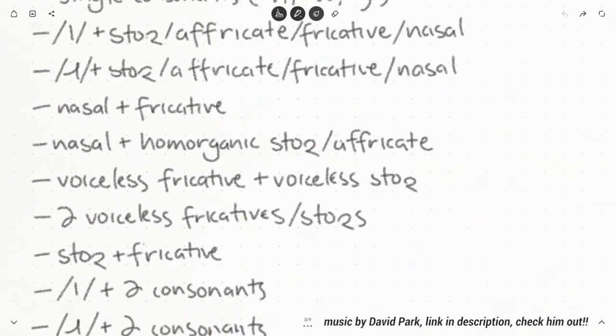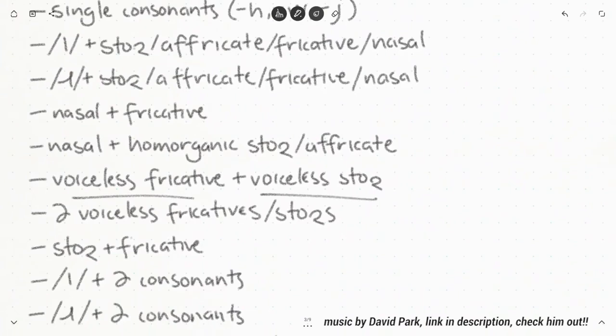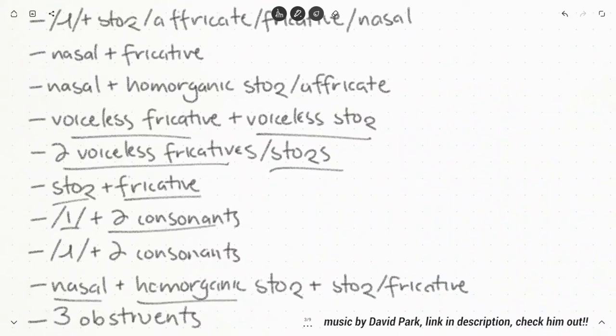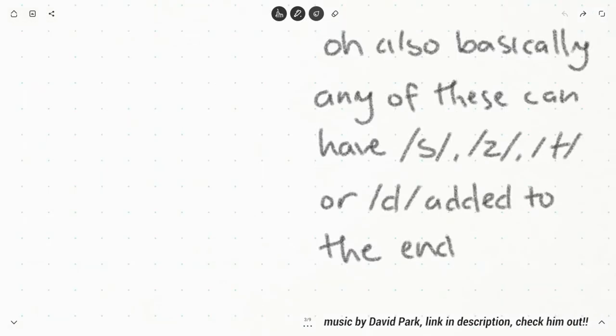So you can have an M plus a B because they both are bilabial. And then we have a voiceless fricative plus a voiceless stop, two voiceless fricatives together, or two voiceless stops together, a stop plus a fricative, L plus two consonants, R plus two consonants, a nasal plus a homorganic stop plus a stop or a fricative, or just three obstruents, which is basically all of the consonants. Just to add to that, basically any of these can either have an s, a z, a t, or a d added to the end.